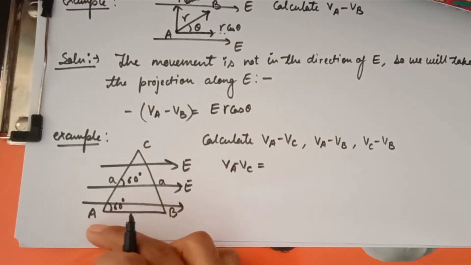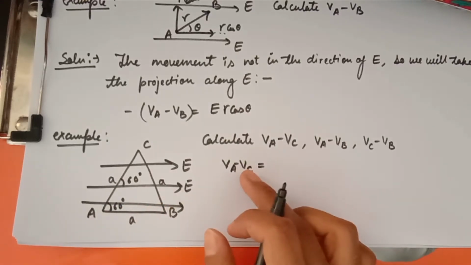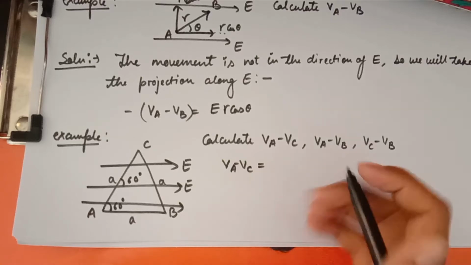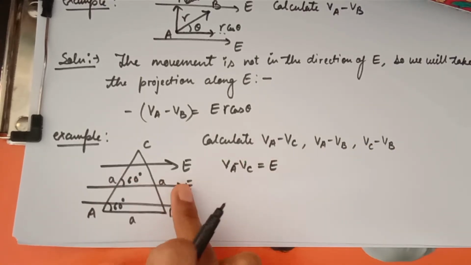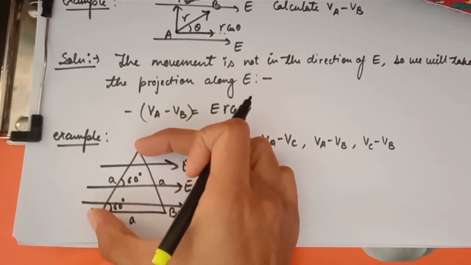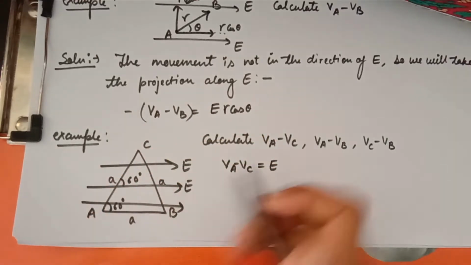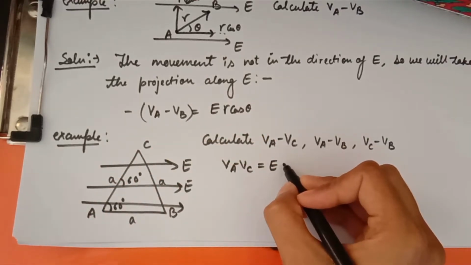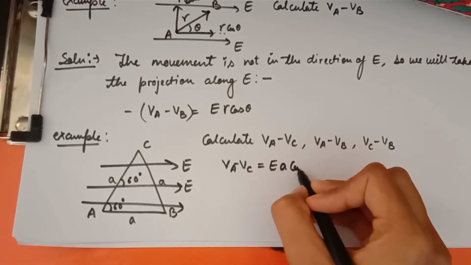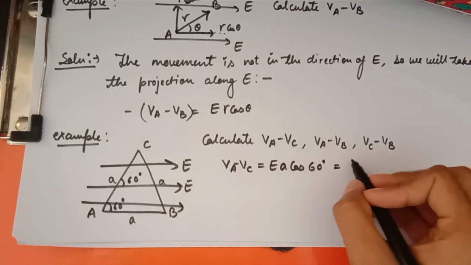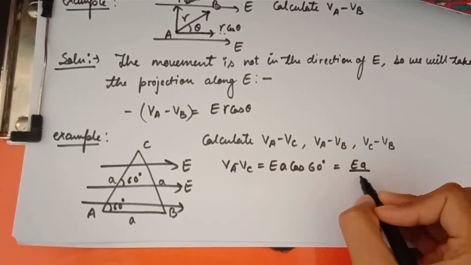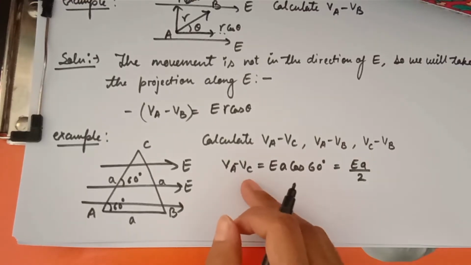So VA minus VC will be equal to E dot R, or E into R. E is in this direction. Now we will take projection of A in this direction. So it will be E into A cos, what is the value of theta? 60 degree. So this is the answer of VA minus VC.